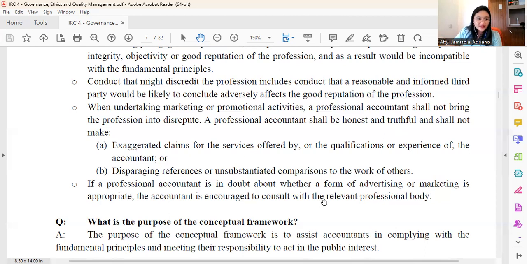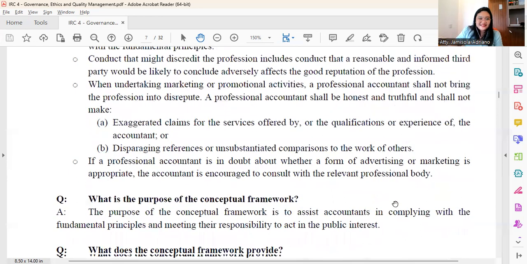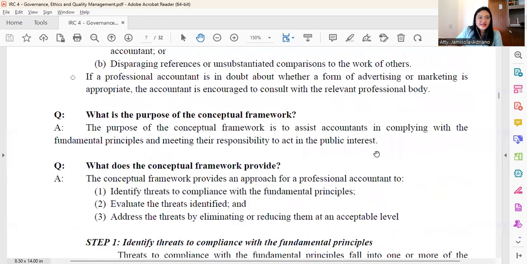If a professional accountant is in doubt about whether a form of advertising or marketing is appropriate, the accountant is encouraged to consult with a relevant professional body. So if you are not sure whether this particular type of marketing is allowed or not, you can ask the BOA or Board of Accountants for an opinion. Okay? Better safe than sorry.